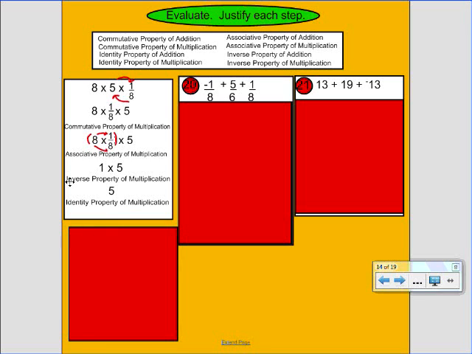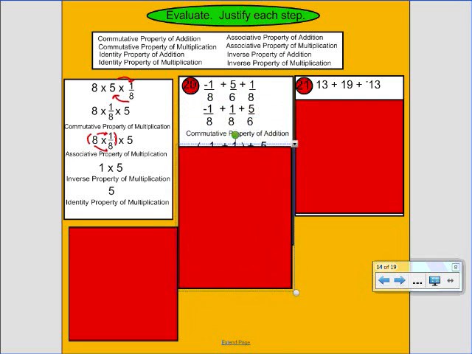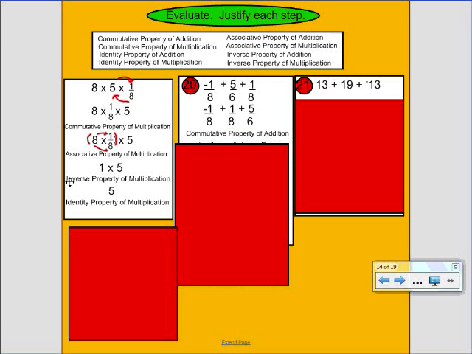Okay, let's take a look at number 20. I'm going to switch the order of 5/6 and 1/8, and that is the commutative property that allows me to do that. So I have switched these two numbers around.